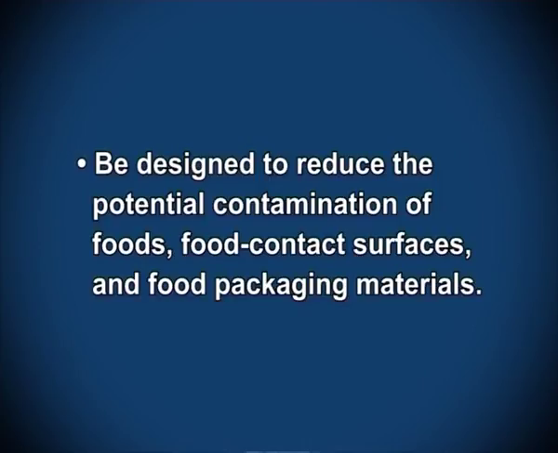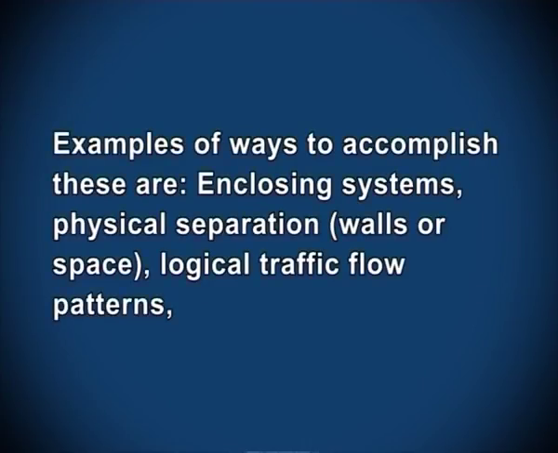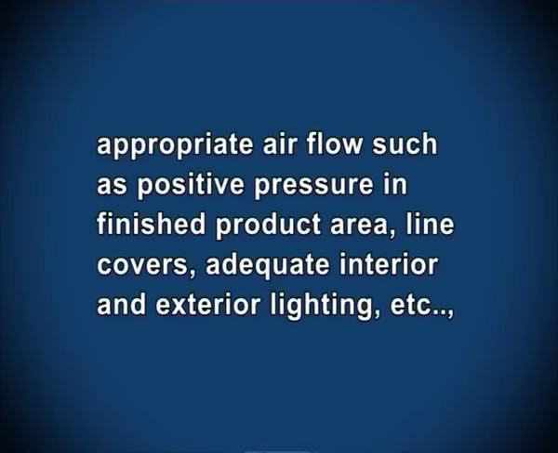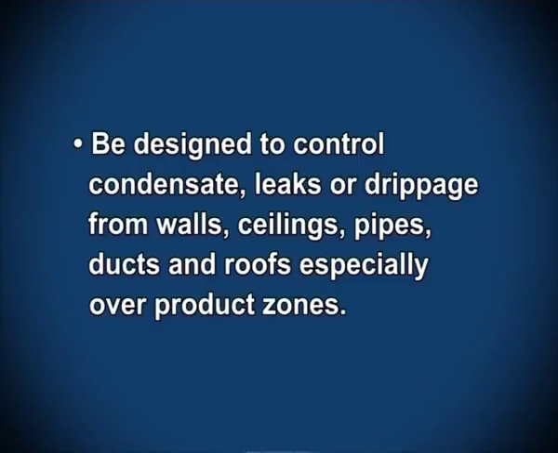Be designed to reduce the potential contamination of foods, food contact surfaces and food packaging materials. Examples of ways to accomplish these are enclosing systems, physical separation, that is walls or space, logical traffic flow patterns, appropriate airflow such as positive pressure in finished product area, line covers, adequate interior and exterior lighting, etc. Be designed to control condensate, leaks or drippage from walls, ceilings, pipes, ducts and roofs, especially over product zones.